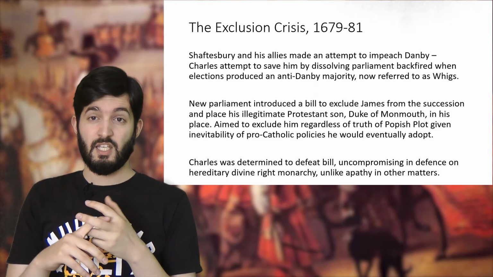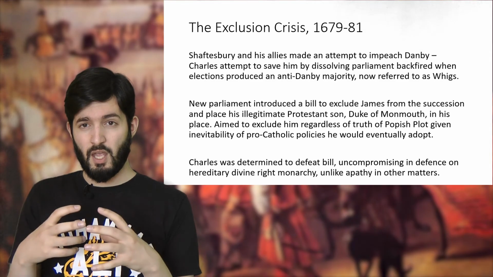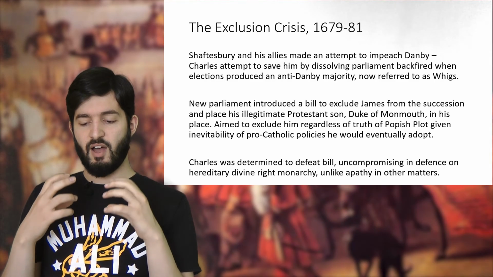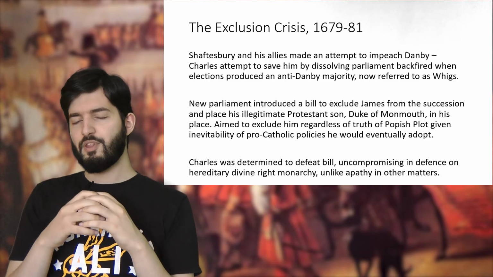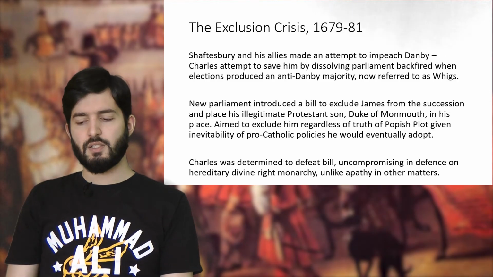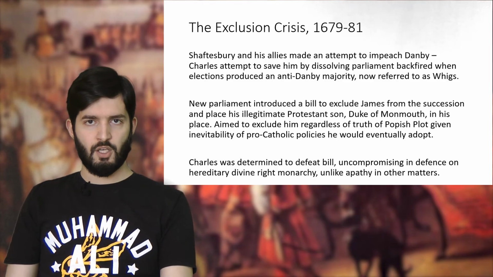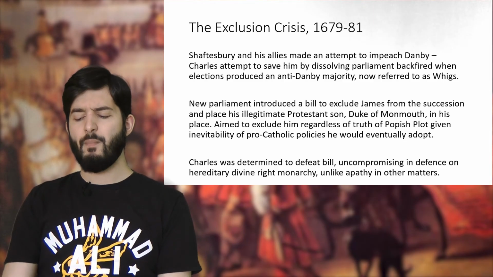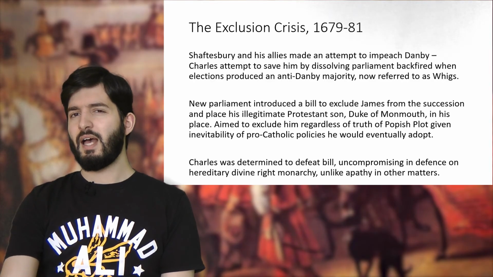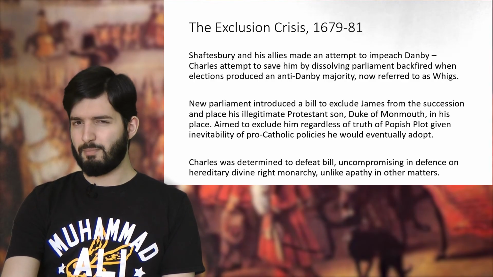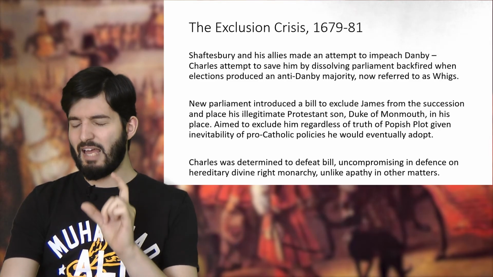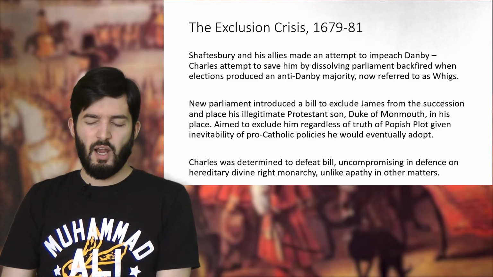Firstly, I don't think he really cares. He's more interested in defending divine right monarchy. He is uncompromising in his defense of hereditary divine right monarchy, unlike his apathy in other areas and matters. For example, his compromising on the whole French alliance in the early 1670s. The second thing is, Charles has seen some of the details that Oates has mentioned, and he knows based on his own experiences that he's definitely lying. And so he also realizes it's not true.